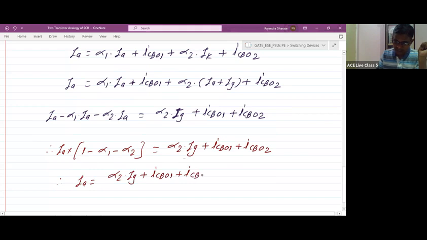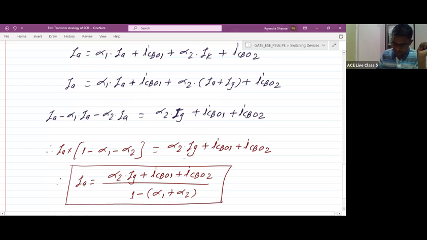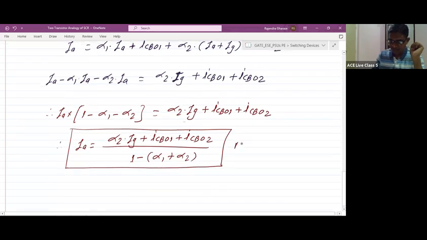Therefore IA is equal to alpha 2 into IG plus ICBO1 plus ICBO2, divided by this term. This term we can write as 1 minus, in bracket, alpha 1 plus alpha 2. This is the expression for the anode current of the SCR, in terms of gate current, leakage currents, and alpha 1 and alpha 2.